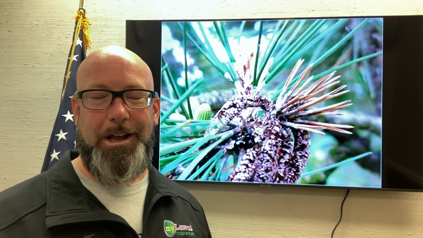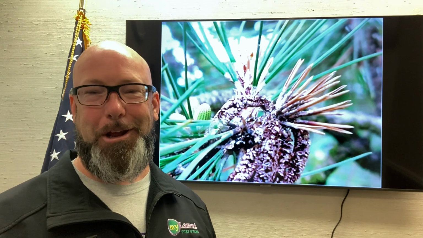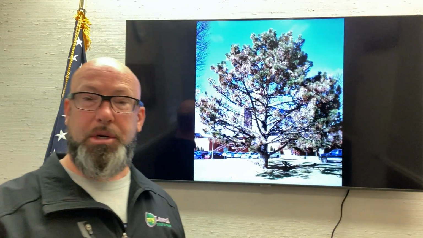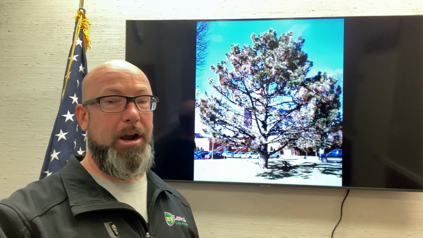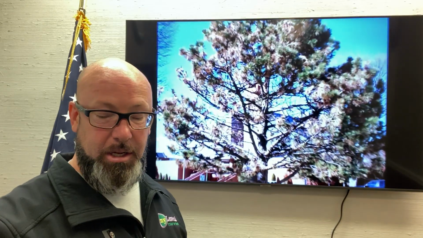I'll say 99.9 percent that you have Diplodia on the tree. This is another picture of what can happen to your tree, and we see this all the time in our area. We'll see all of these pine trees in really significant stress here.